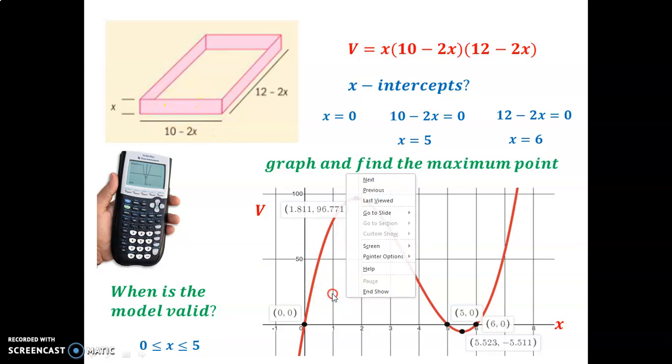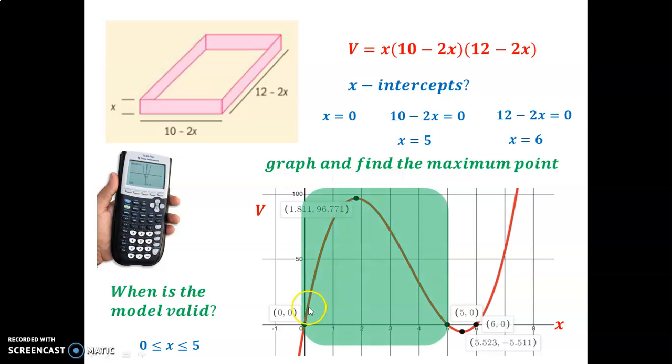So this model is only valid between 0 and 5, and that happens often in mathematics, where we have a great equation to model a real situation, but the graph or the equation is not valid forever. Only portions of the graph or model are valid. So in this case, our domain is 0 to 5. It's valid there, but beyond that, it's not valid for our situation.